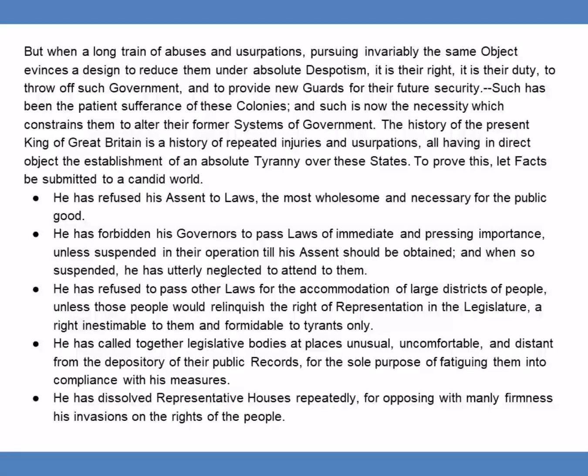The history of the present King of Great Britain is a history of repeated injuries and usurpations, all having in direct object the establishment of an absolute tyranny over these states. To prove this, let facts be submitted to a candid world. He has refused his assent to laws, the most wholesome and necessary for the public good.